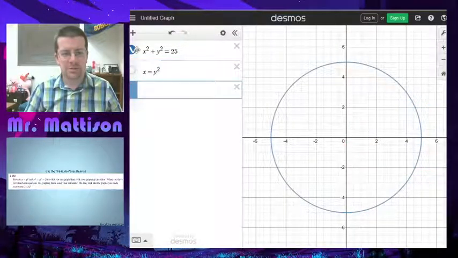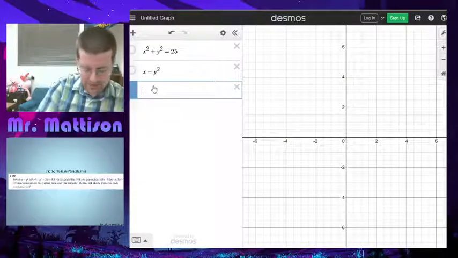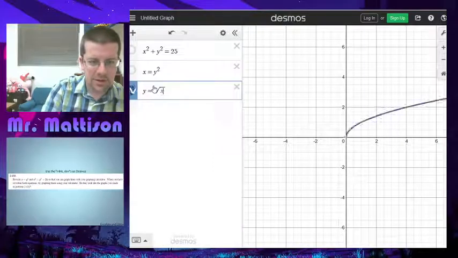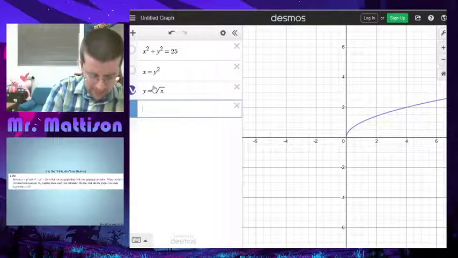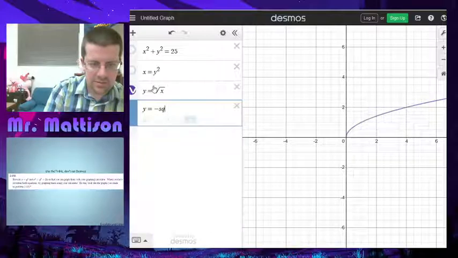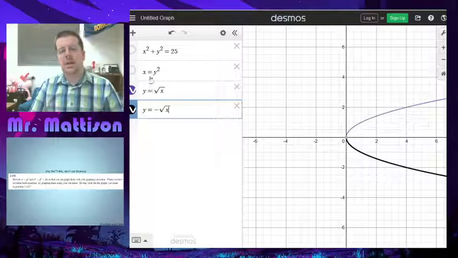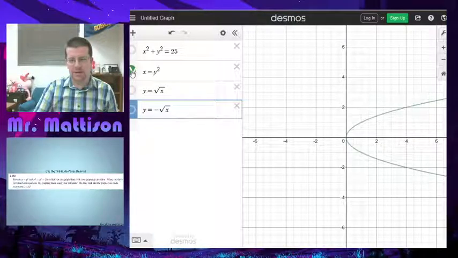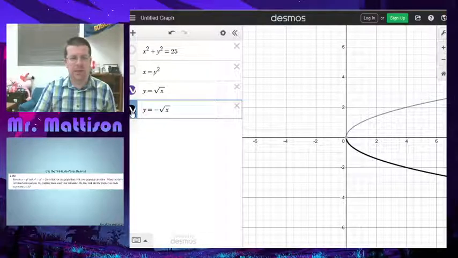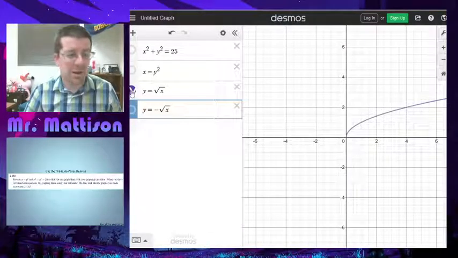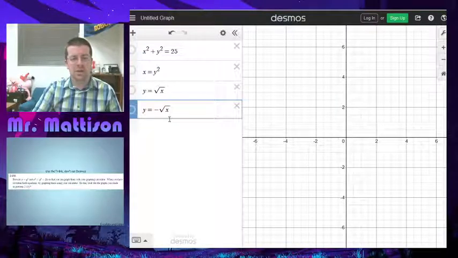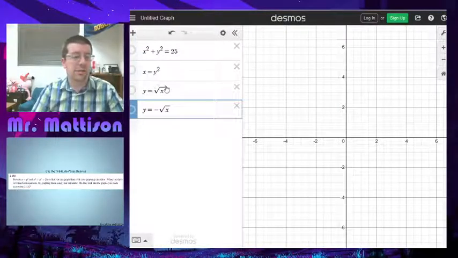So I'm going to turn these ones off. I said for my first one, it was y is equal to square root of x, and then y is equal to negative square root of x. And those give me the exact same graph as this one, right? This one is just these two combined, which is what we kind of found out because all we did was just change the form. So now we have two functions which together make this one non-function.